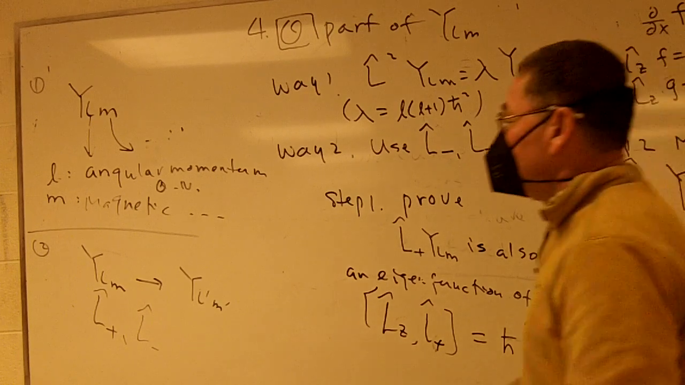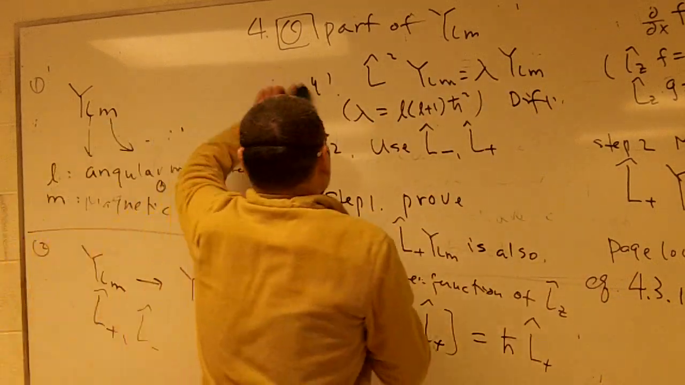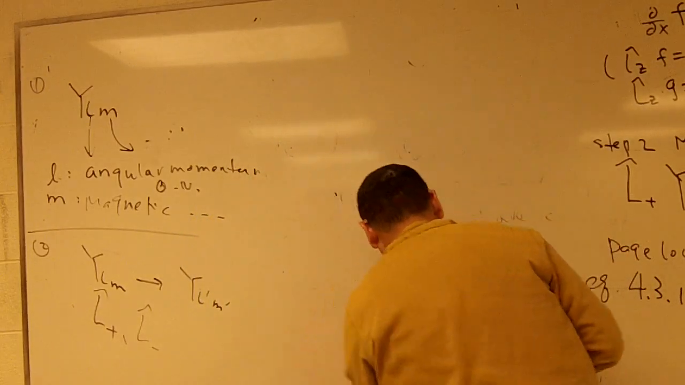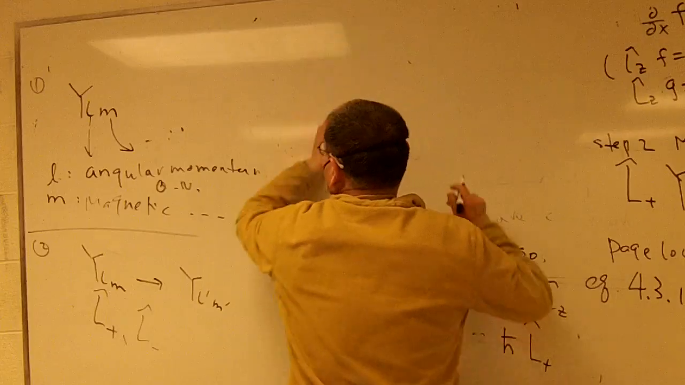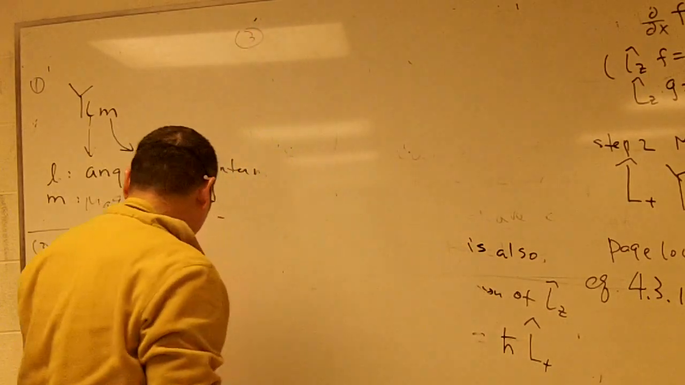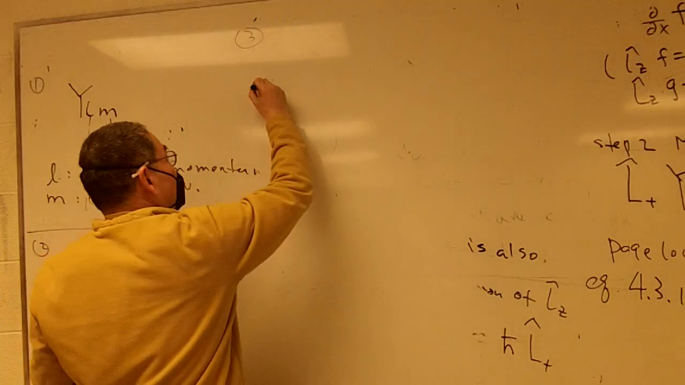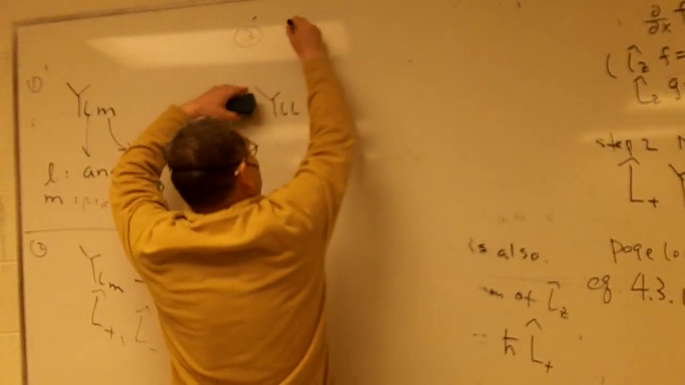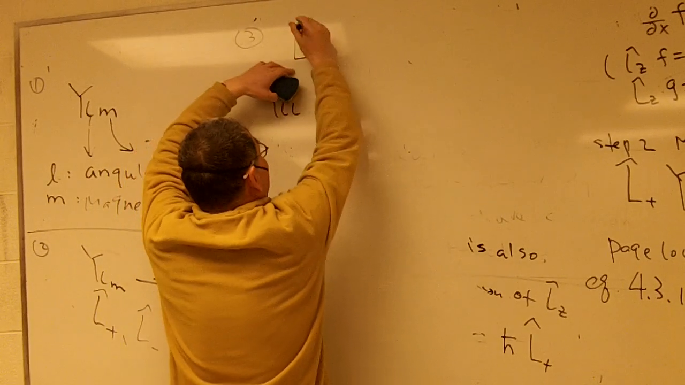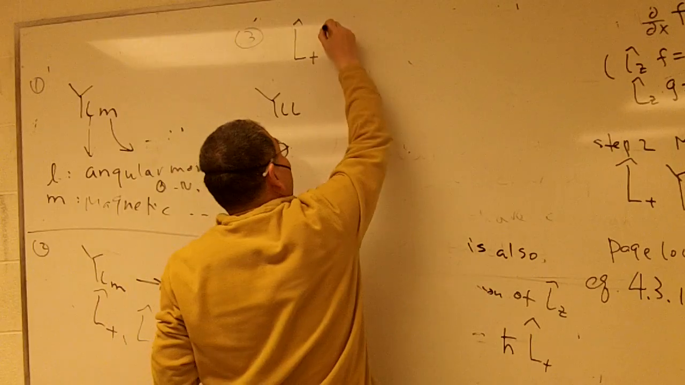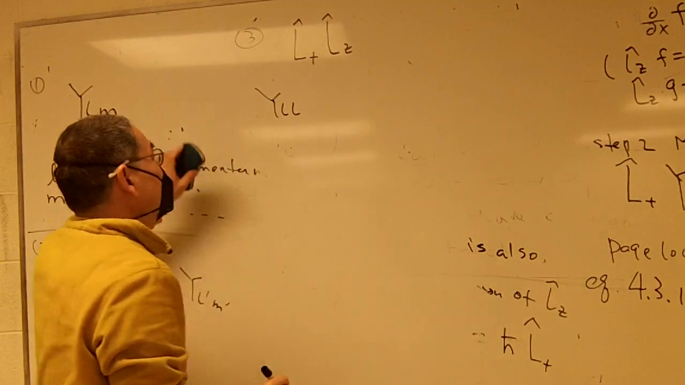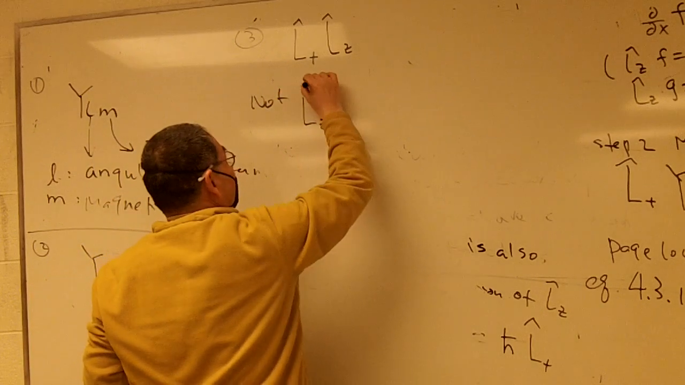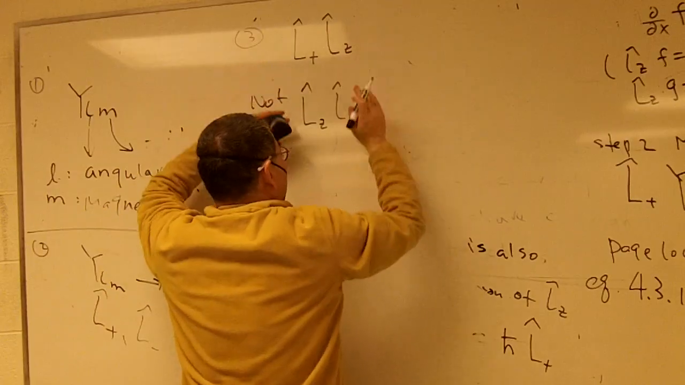All right. The third question is the following. You guys answered very well, which is really, really good. Now, next question, the third one. When we derived Y_ll, you remember, we utilized L plus hat and L_z like this. But we did not use the other one. We used this guy, we did not use this.